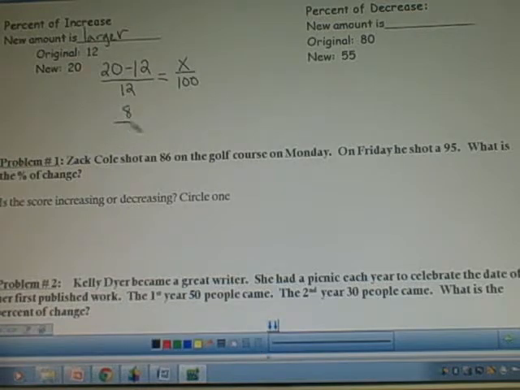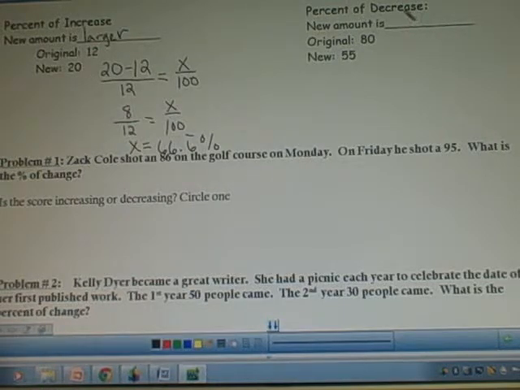Which gives me 8 over 12 equals x over 100. Now that we have two ratios that are equivalent to each other, we're going to cross multiply and divide. 8 times 100 is 800, 12 times x is 12x, and when you divide by 12, you should get a percent increase of 66.6 repeating percent. So in other words, we went up about 67% from our original score to our new score.